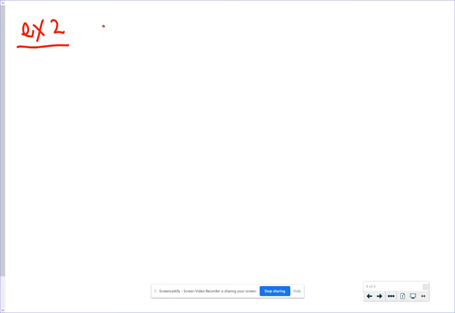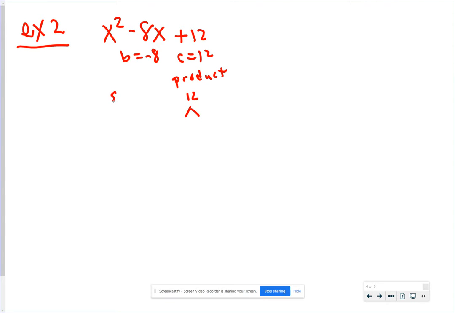And I'm going to be factoring x squared minus 8x plus 12. Notice what we have here. B is negative 8. C is positive 12. In this case, I need two numbers that are both negative that have a product of 12 and a sum of negative 8, because the only way a product can be positive and the sum negative is if they're both negative. So we're going to take our 12. Remember what I need for a sum, negative 8.